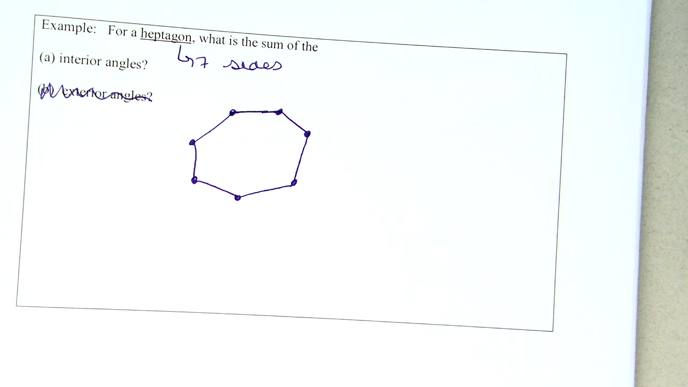Okay, so I've got my heptagon up there. Make sure yours actually has 7 sides. Then go do your diagonal thing, count the triangles, times 180.